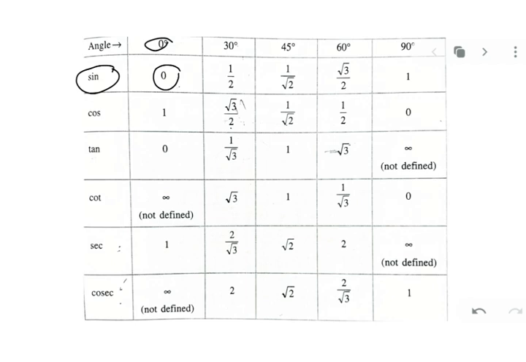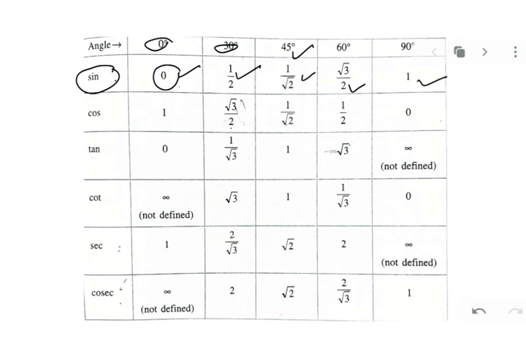Suppose I give you sine 0, the value will be 0. Then sine 30, value is 1 upon 2. Sine 45 degree, value is 1 upon root 2. Sine 60 degree, value is root 3 upon 2. And sine 90 degree, value is 1.